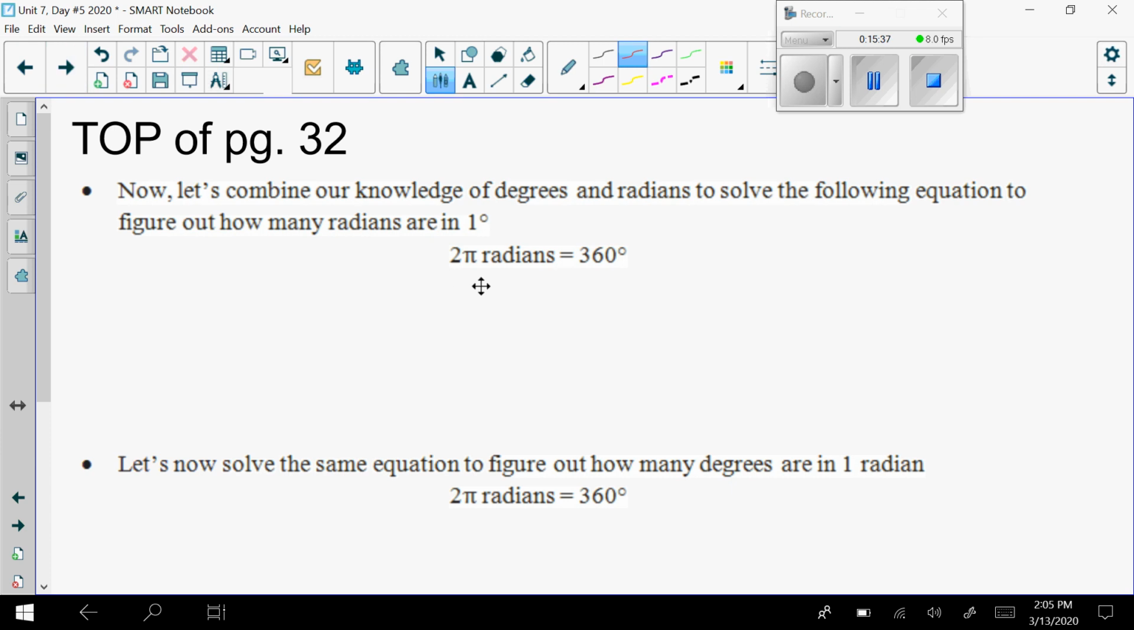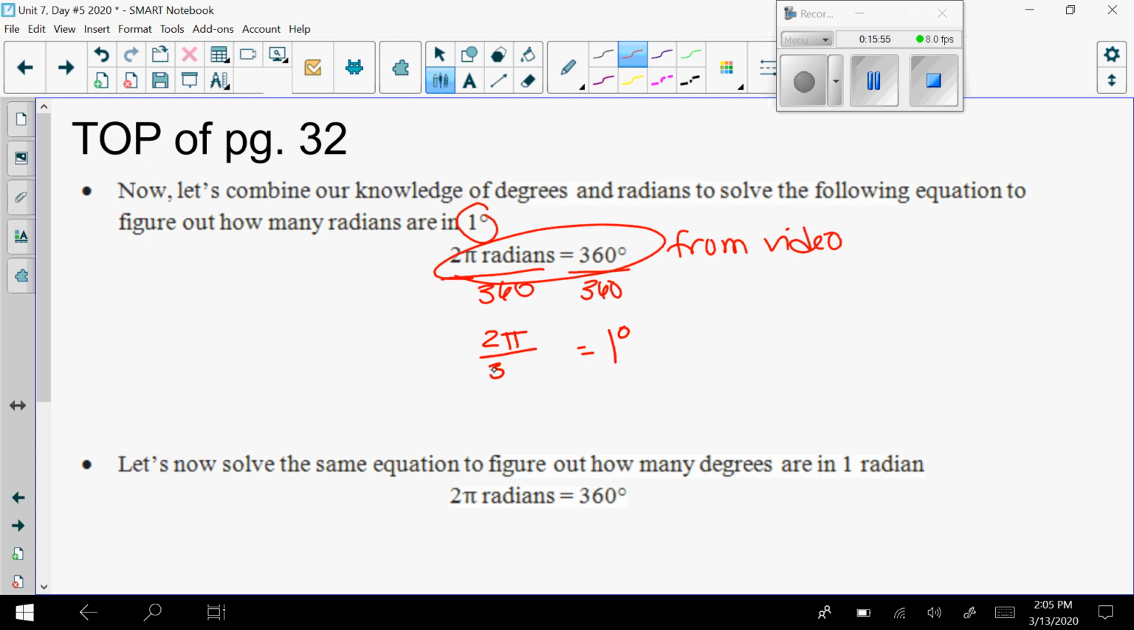So this is what we saw in the video. From the video, we saw that 2 pi radians is equal to 360 degrees. So if I want to know how many radians are in 1 degree, I'm just going to divide both sides by 360 to get 1 degree. And I get that 1 degree equals 2 pi over 360 radians, which of course I can reduce. 2 over 360 is the same thing as 1 over 180. So pi over 180 radians equals 1 degree.